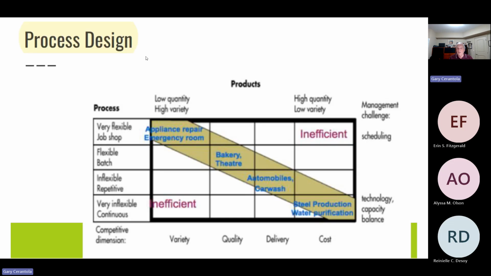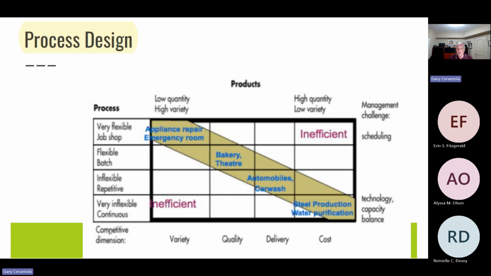Okay, so here's where process design comes in. So you look at the process, and in some cases, you have a very flexible job shop, meaning, let's talk about the emergency room with surgery. It needs to be very, very flexible. Everything has to come to it, right? You're not moving the patient from room to room. Whereas, at the other end of the continuum is very inflexible. So you're purifying water, and you're working with large quantities, and there's no variability around that. It has to meet your key standards.